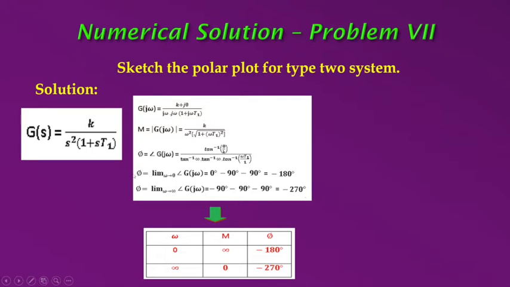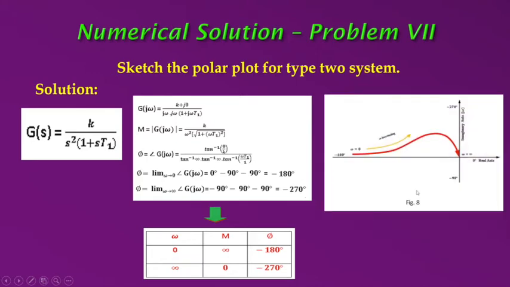Then calculate phase angle when omega equal to 0. Put omega equal to 0, then this value is 0. And this is 0 minus 90 minus 90. So minus 180. When put omega equal to infinity, then this value is also infinity. So minus 90 minus 90 minus 90. That means minus 270.